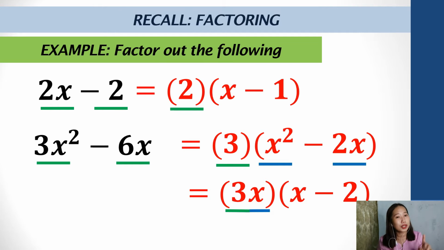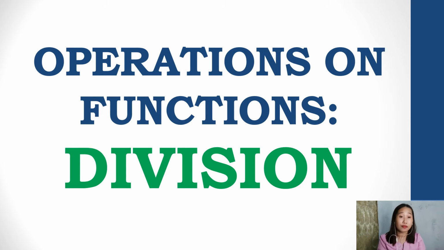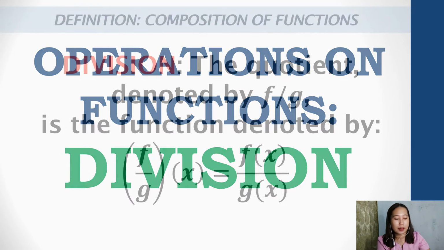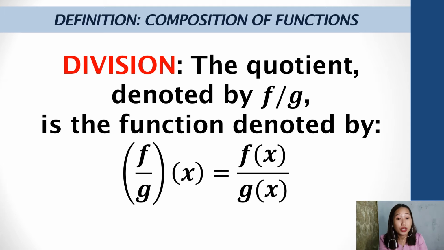Ayan. Let us proceed to our main topic, operations on functions, division. Medyo tricky to pero kayang-kaya. Definition. The quotient denoted by f over g is the function denoted by (f/g)(x), which is equal to f of x divided by g of x. Let us proceed to our example.